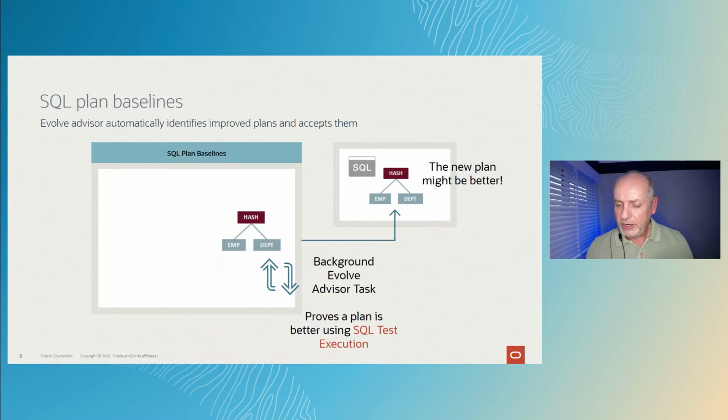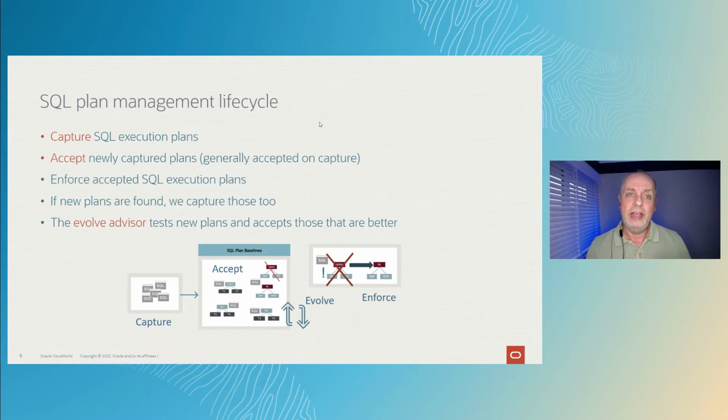And as I said to you earlier, often it is a good idea to at least allow a plan to change over time. So what SQL plan management allows us to do is, in the background, to test the SQL statements that have got new potential plans and figure out whether those plans are better or not. This is part of an evolution, or evolve advisor task. It's something that happens in the back end. It starts up and figures out, by test executing the queries, whether the new plan is better or not. Pretty much as simple as that. And if it is, then it gets accepted and it becomes part of the SQL plan baseline.